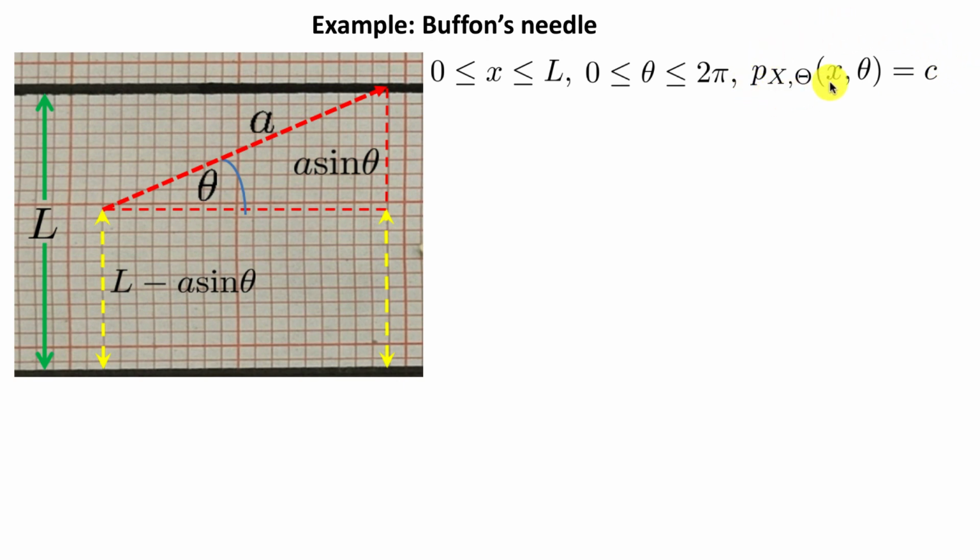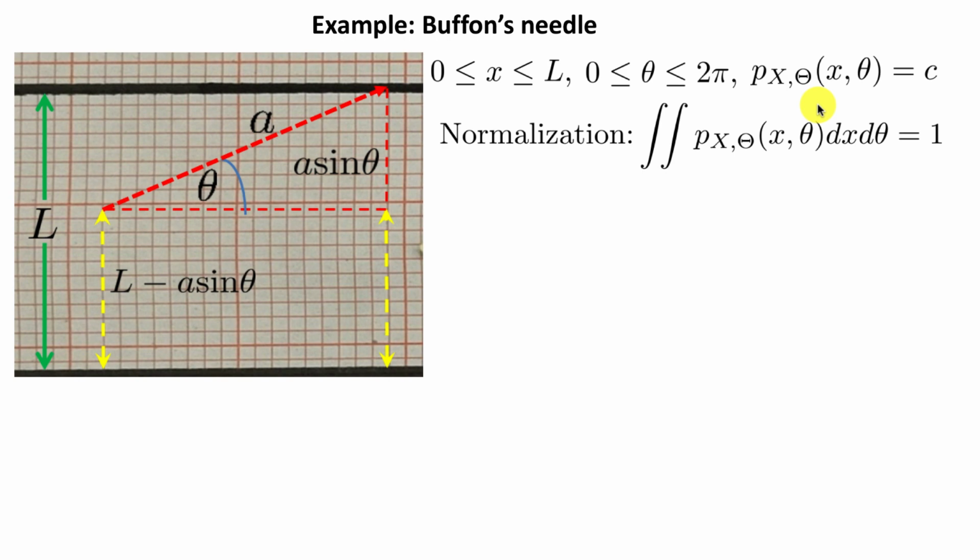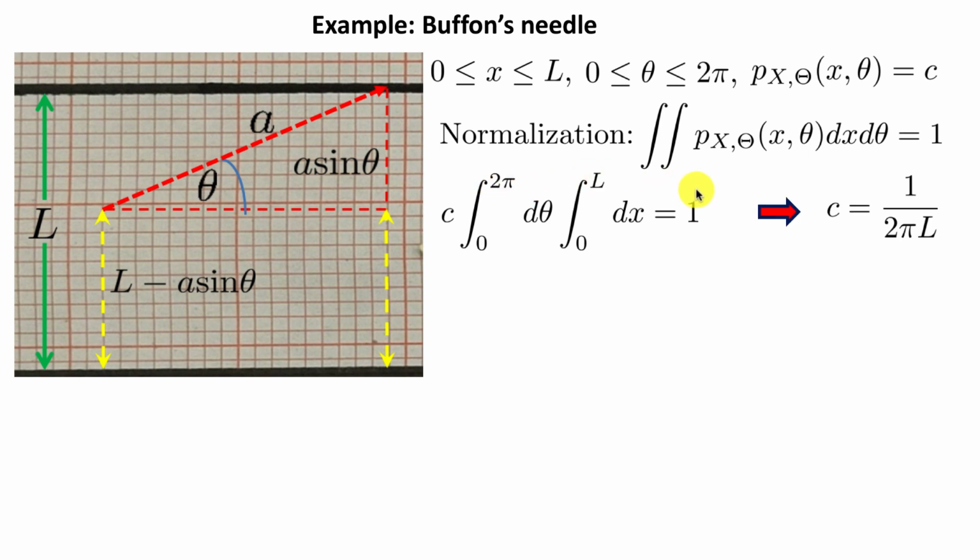Of course, that means that we have to have a normalization so that if we integrate over all values of x and all values of theta, then we should get 1. That means we have to integrate x from 0 to L and theta from 0 to 2 pi, and that has to be 1, which means, obviously, that c is equal to 1 over 2 pi L. So that fixes the normalization constant that we have over here.